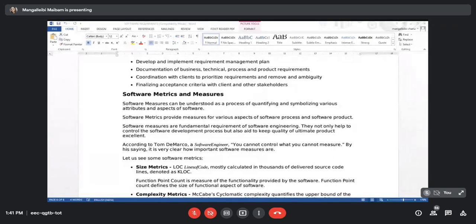Ma'am, dimension of a particular thing. Dimension of a particular thing. I'm measuring something, right? In terms of length, you can measure. In terms of kilograms, you can measure. In terms of volume, you can measure. Like this, that is called measurement, right? So that is measurement.